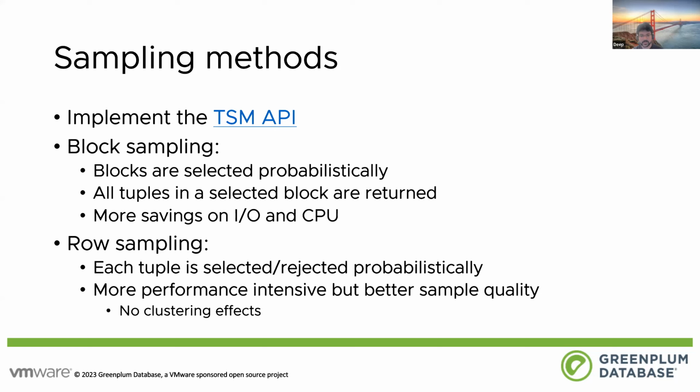But there's also another way, which is row sampling, where each and every tuple is examined and you run the probabilistic experiment on each and every tuple. This is, of course, more performance intensive because each and every tuple has to be considered. However, you get a better sample in terms of quality. That is, there are no clustering effects. But again, if you have a large enough table, you don't have to worry that much about clustering effects. And with the repeatable argument, you can always iterate to find a good sample.